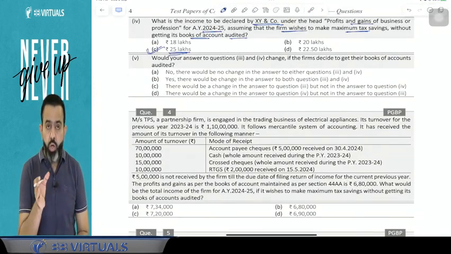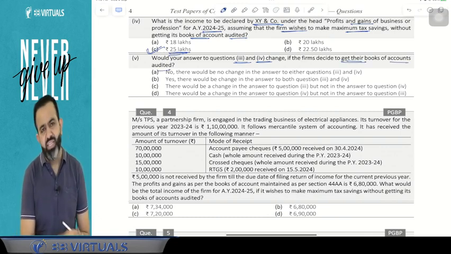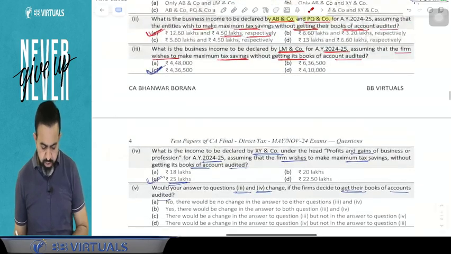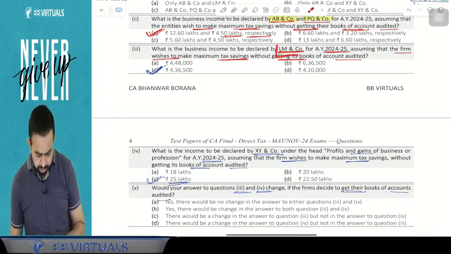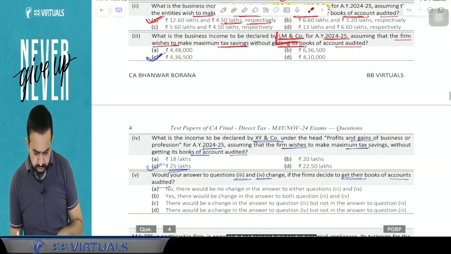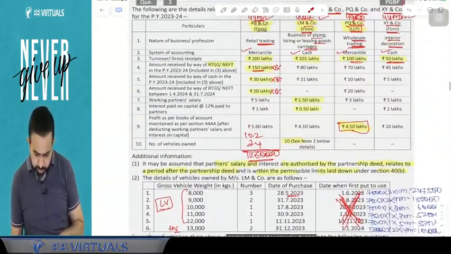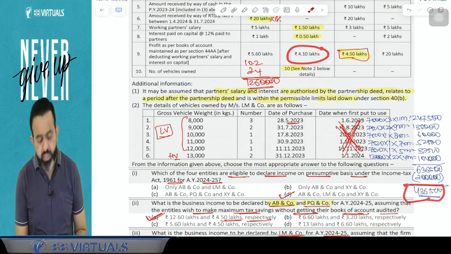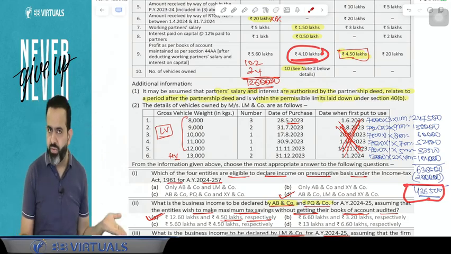Now next part. Would your answer to question number 3 and question number 4 change if the firm decides to get their books of accounts audited? Guys, it's very simple. Suppose they decide to audit their books of accounts, then will question number 3 change or not? Question 3 is about LM and company. The income you have calculated for LM and company is 4,36,500, and here your income is only 4,10,000. So obviously if you audit the books of accounts, then you will show 4,10,000. So your answer will change.